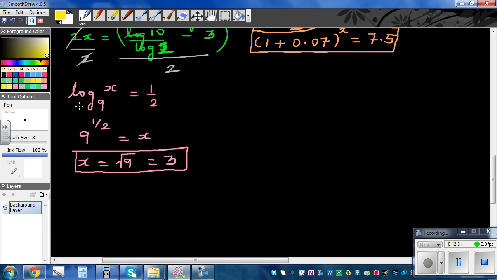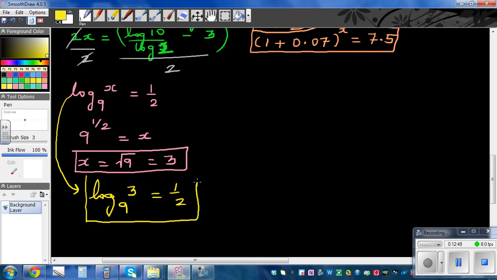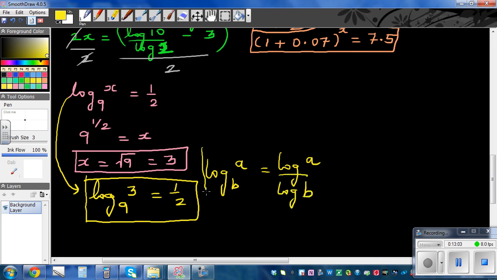So how does it make sense? What are we saying? Log base 9 of 3 is half. So we are asking the question, what is 9 raised to half? To check this on a calculator, there is again one more rule. The rule is: log base b of a is log a divided by log b. This is a very neat rule which can help you in many problems. So to check this on a calculator, you just go log 3 divided by log 9.